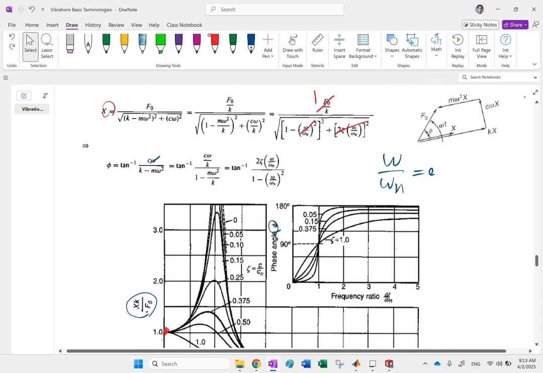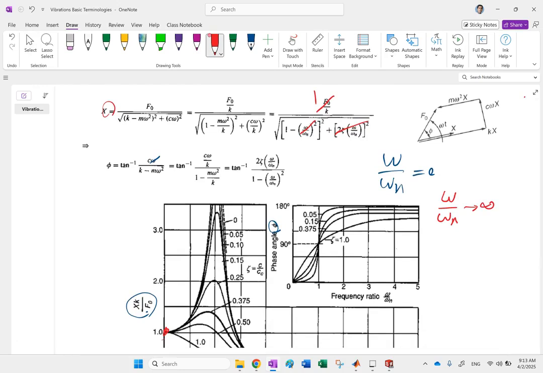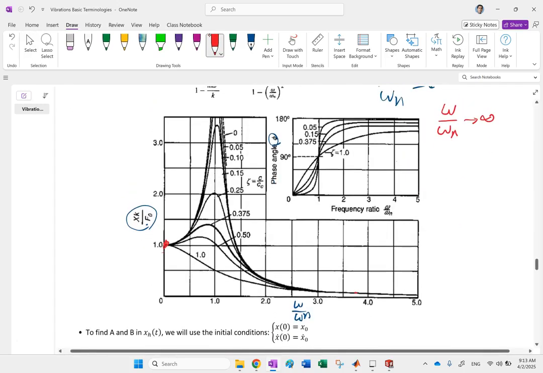Then, when omega over omega n goes to infinity, your frequency of the excitation becomes very large. Clearly, it's in the denominator, so it should go to 0. And again, that's what you see happening for all of them. They are all converging to 0.